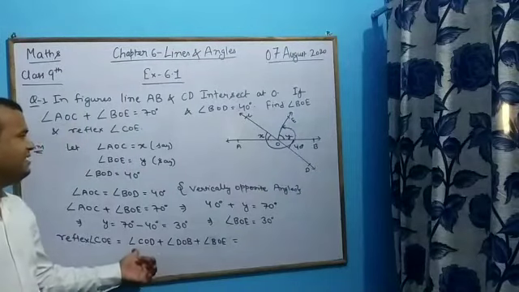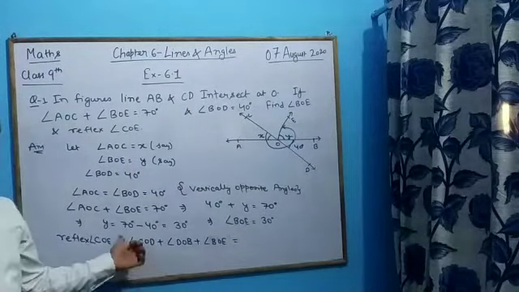Now we can see that angle COD is a line, CD is a line, so its angle value is 180. Angle BOD is 40 degrees. And angle BOE we have found out is equal to 30 degrees. Now let us find the sum. 180 plus 40 is 220, and 220 plus 30 is 250.